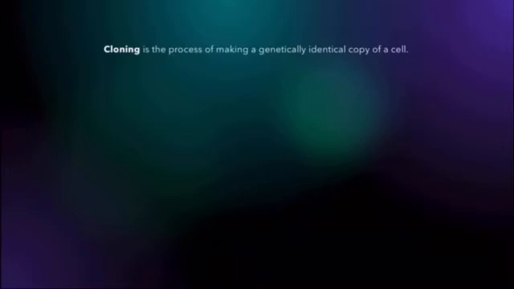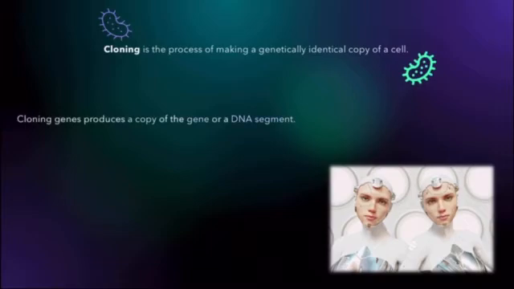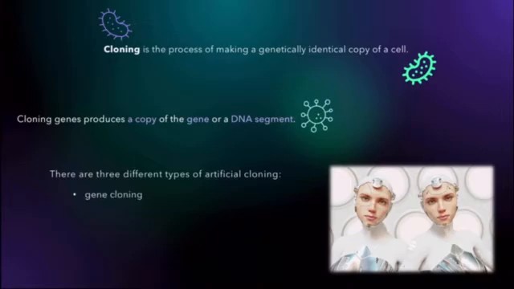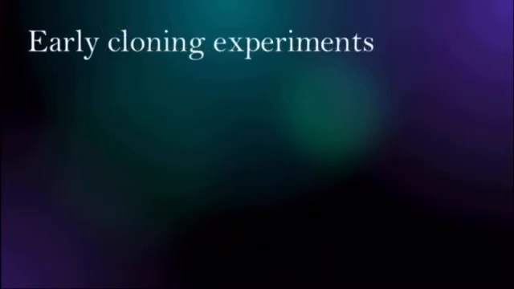Cloning is the process of making a genetically identical copy of a cell. Cloning genes produces a copy of the gene or a DNA segment. There are 3 different types of artificial cloning: gene cloning, reproductive cloning, and therapeutic cloning. The first study of cloning took place in 1885 when German scientist Hans Adolf Eduard Driesch began researching reproduction.